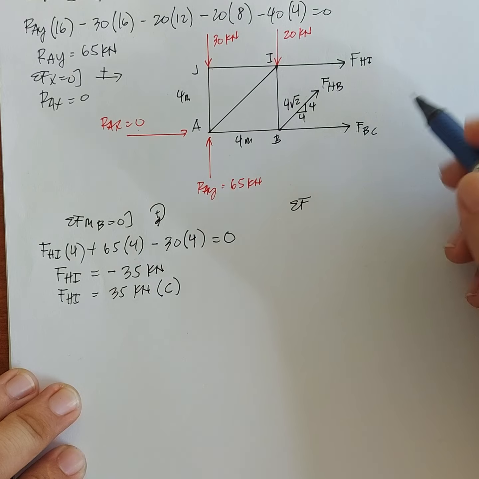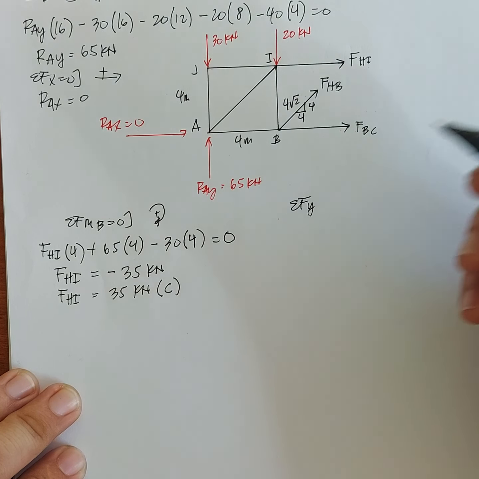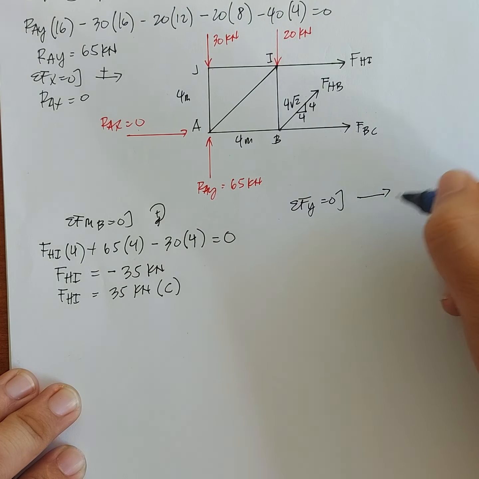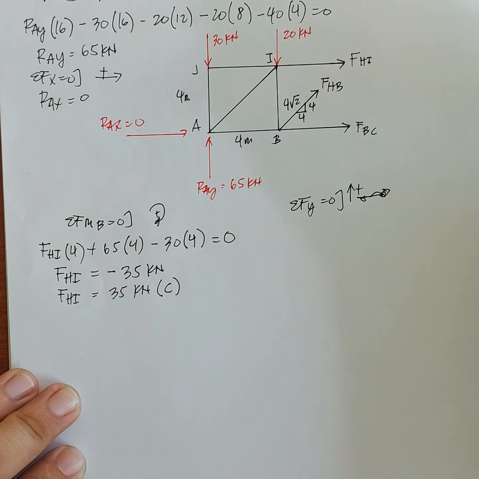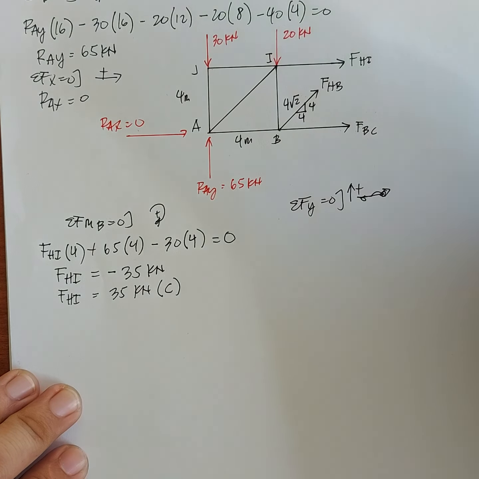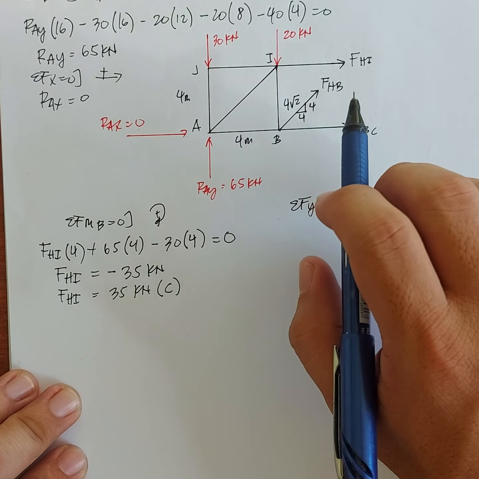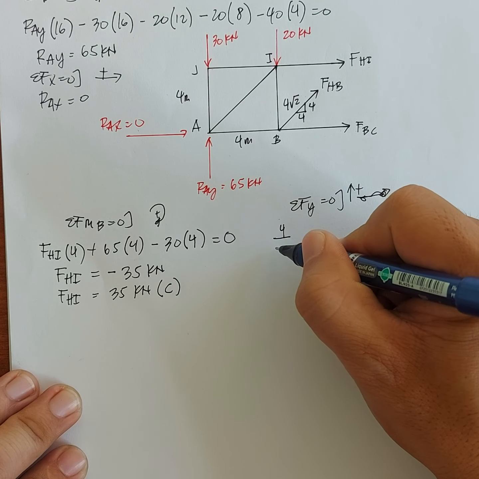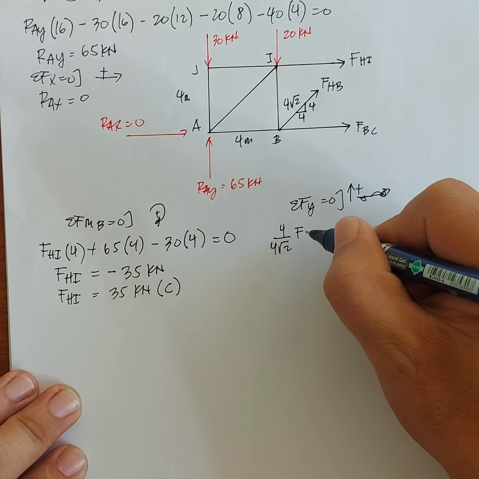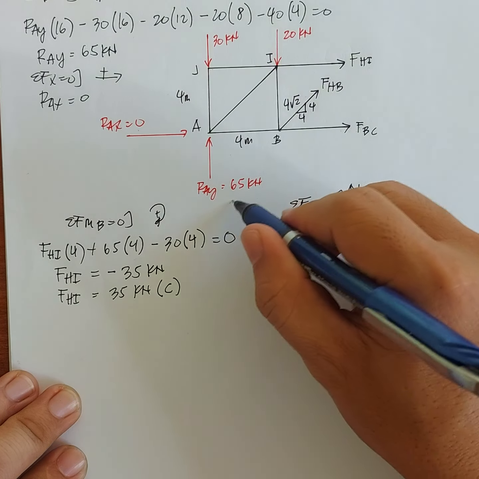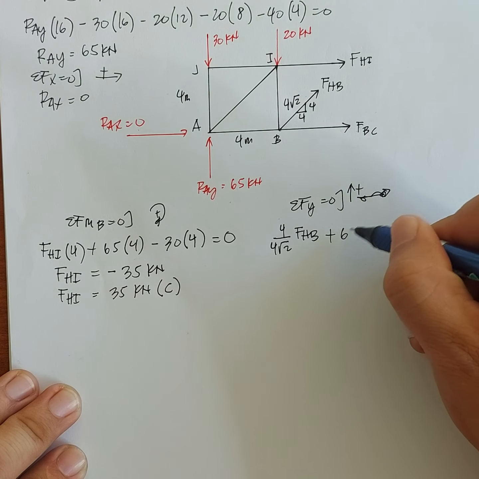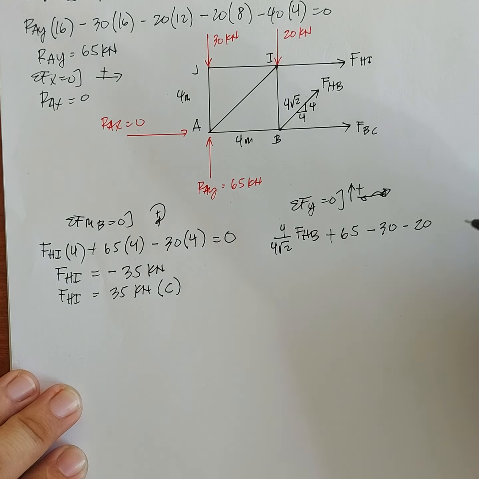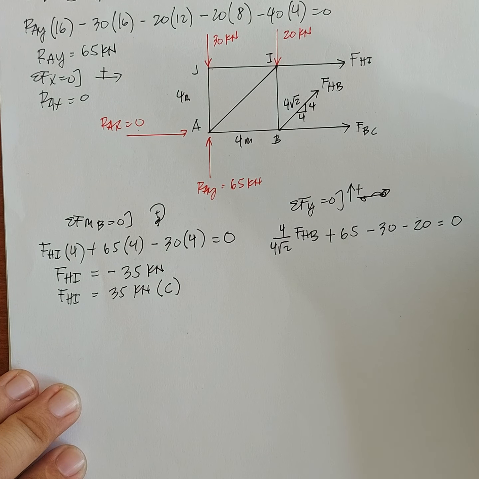We can solve for FHB if we summate muna forces along the vertical axis. Equate that to 0. Vertical para. Upward forces positive. So all vertical forces. Now, FHB, so we've assumed it to be tension. So upwards yung kanyang vertical component. So that is 4 over 4 square root of 2 of FHB. And then plus 65 minus 30 minus 20 is equal to 0.